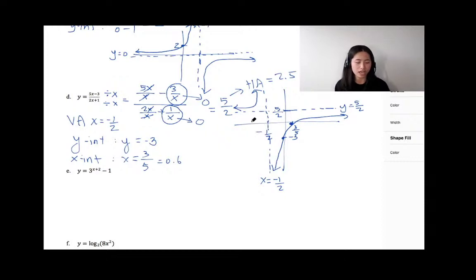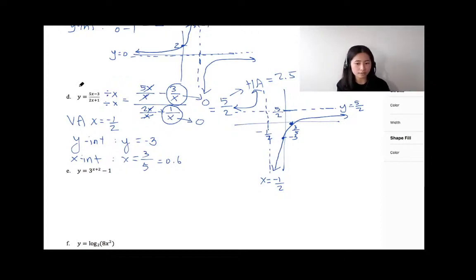Let's say negative 3. And if you try to plug in negative 3 in your function y is equal to 5x minus 3 over 2x plus 1, maybe we can do that. So we have 5 times negative 3 minus 3 over 2 times negative 3 plus 1. You want to observe what happens to your function as you go to the left side of negative 1/2, right? What happens to your function here? So you can do a test run.